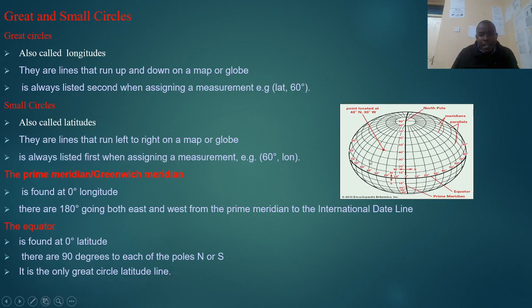Now, you realize that the equator is the only great circle among the latitudes because it's the longest line, it's the longest latitude. The only latitude that is a great circle is the equator.